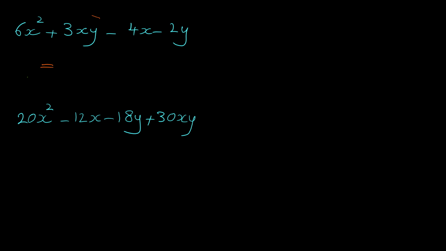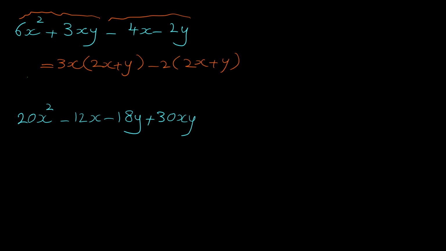We factor from these two a 3x. Then we have 2x plus y. Then from these two, we can factor a negative 2. And then we have 2x plus y as well. Then we have a common factor between these two, which is 2x plus y. If we factor this, from the first term we have 3x, from the next one minus 2.